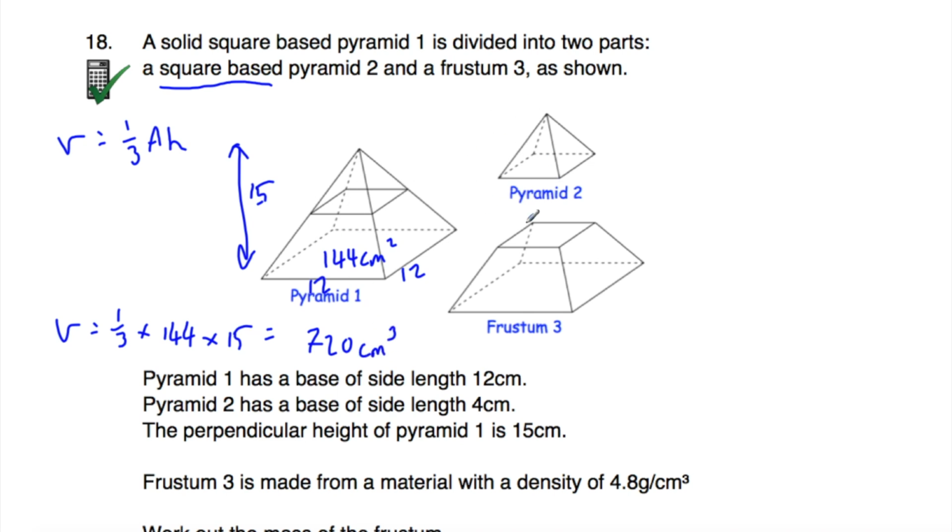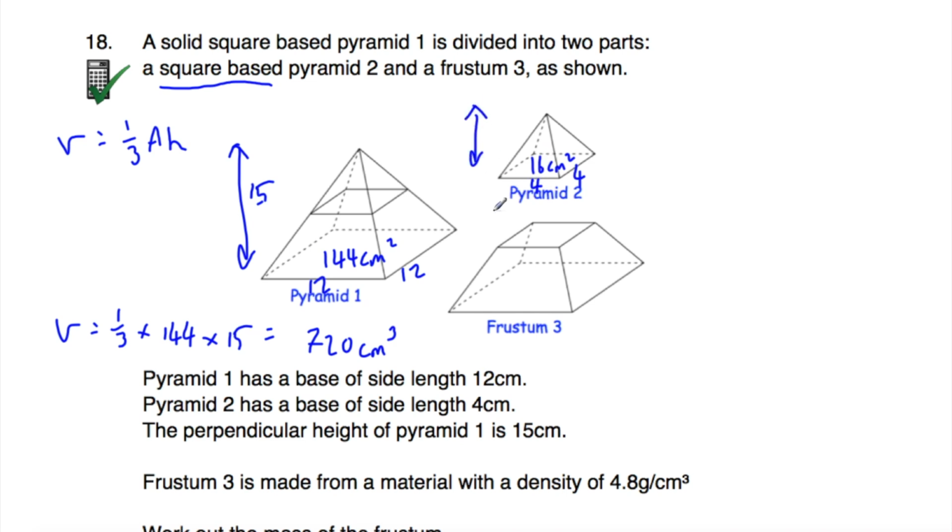Now we need to find the volume of pyramid 2, because that's been chopped off, and we're going to take that away from the volume of pyramid 1 to find the volume of the frustum. Pyramid 2 is a square base pyramid as well, and its side length is 4 centimeters. So 4 multiplied by 4 is equal to 16 centimeters squared. That's the area of the base of that pyramid.